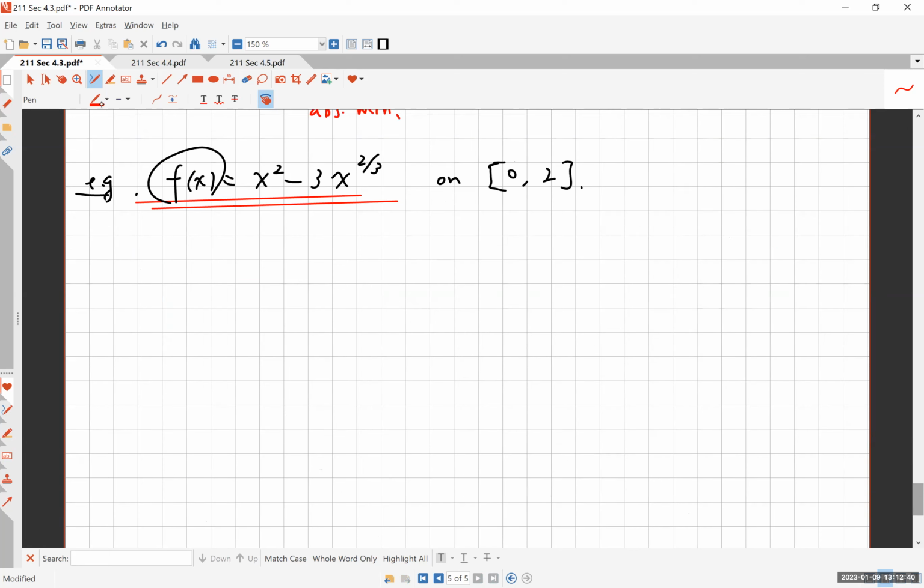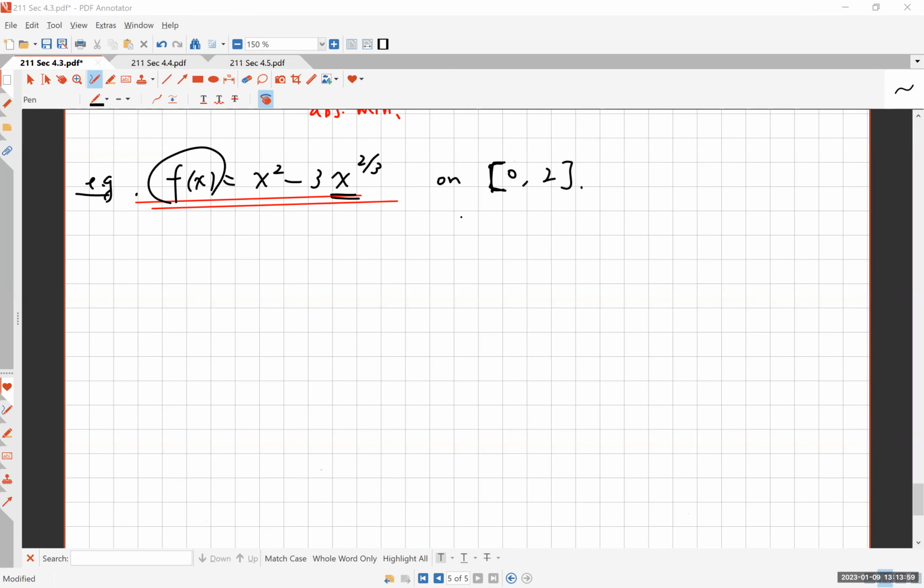All right, finally, this is our last example of this section. f is x squared minus 3x to the 2/3. So this part makes it slightly more complicated. Let's say we are going to look for its absolute maximum and absolute minimum, and we'll find out where those values occur on the interval from 0 to 2, including 0 and 2.